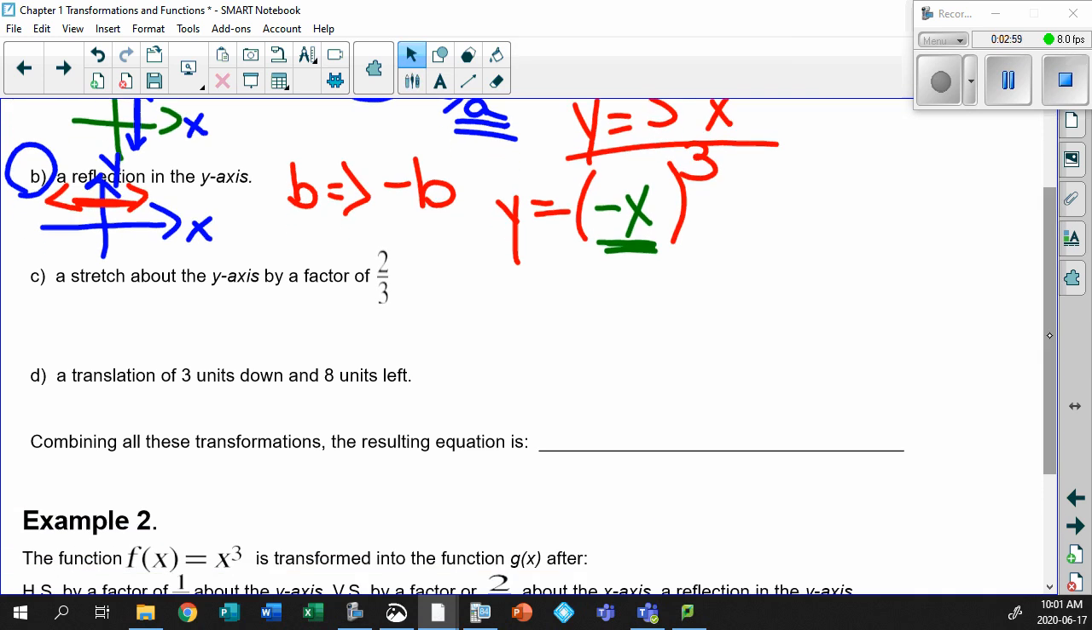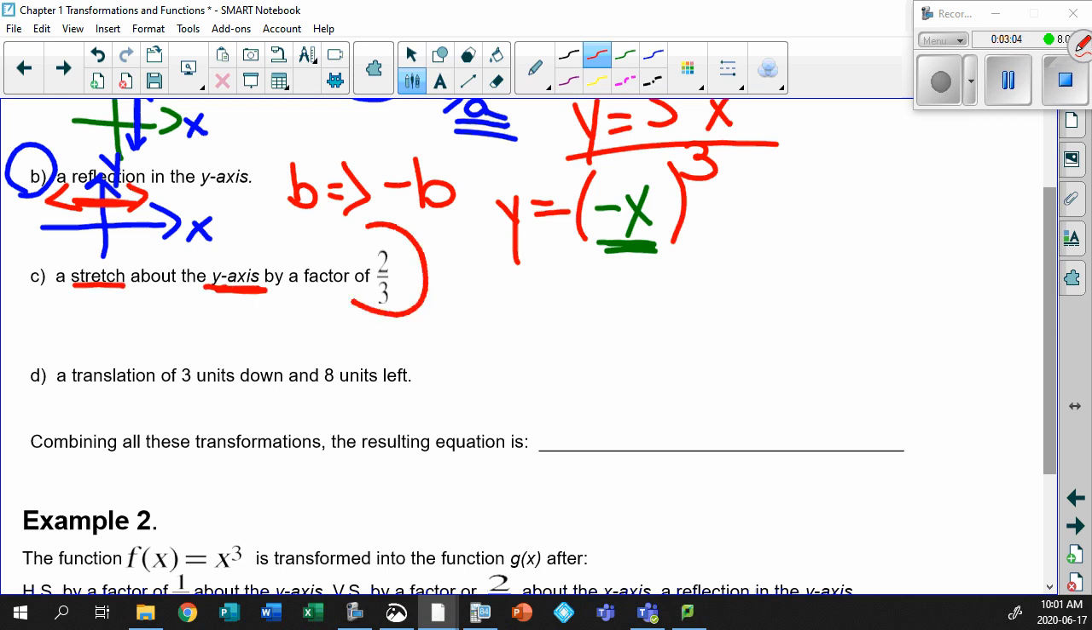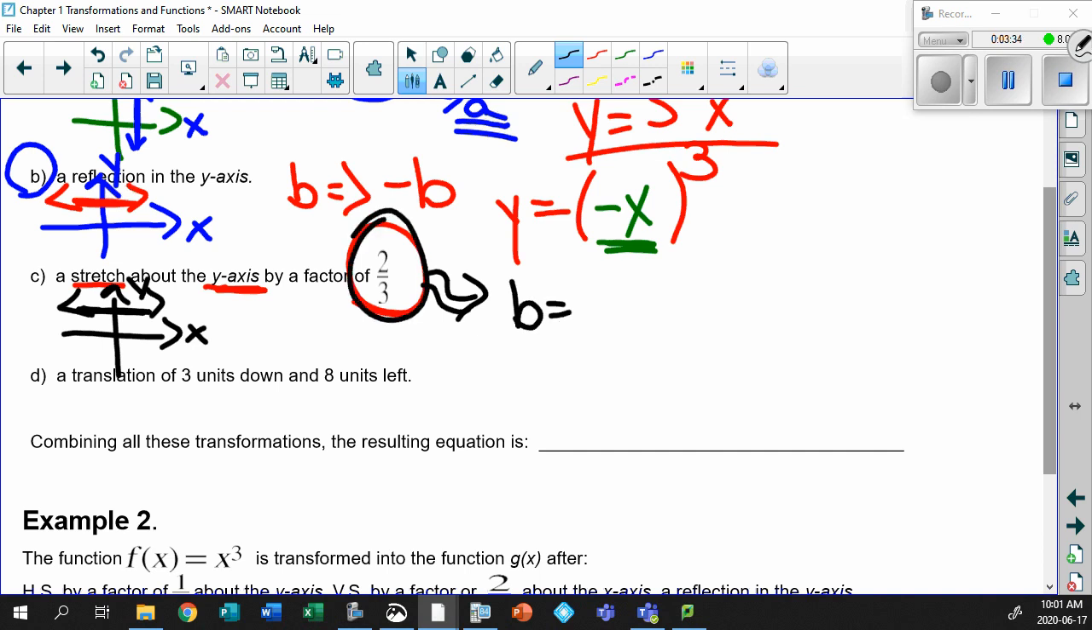Check this out. Aha. Now we're going to stretch about the y-axis by a factor of 2/3. Uh-oh. Remember, I can't remember how to do this. I have to put down my playtime XY grid. There we go. Stretch about the y-axis. So in other words, I'm going this way. Oh, I'm doing a horizontal. So this must be somehow related to the b value. But don't forget, when you're dealing with a b value, you have to flip it. So the actual b value of flipping this is 3/2.